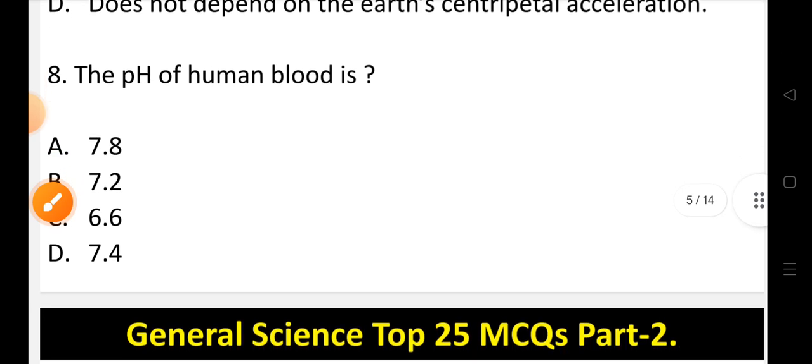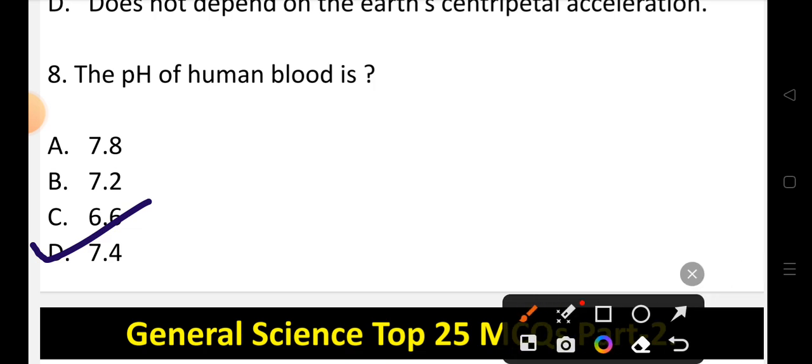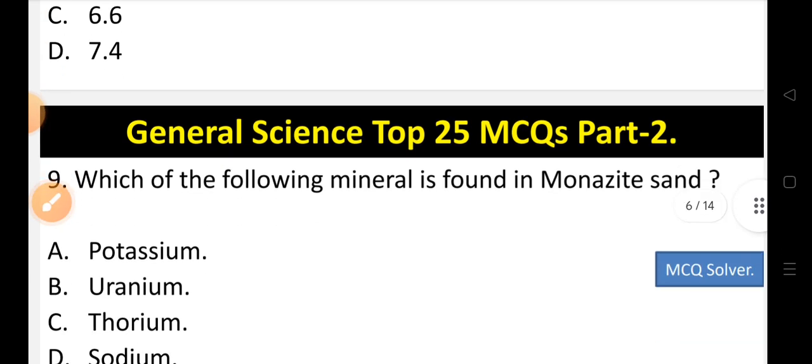Now let's move to question number 8. The pH of human blood is, let's look into the options. Option A 7.8, option B 7.2, option C 6.6, or option D 7.4. So usually the pH of human blood is somewhere around 7.4. So the correct option is option D, that is 7.4. So D is the correct option of question number 8.